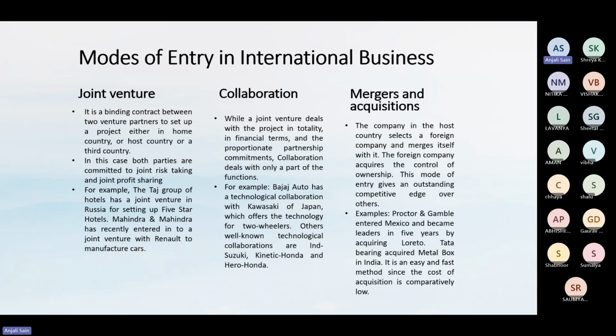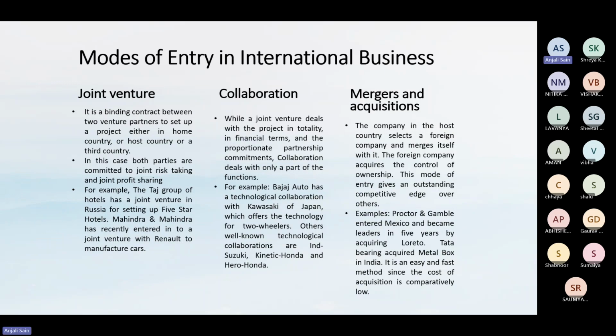In this case, both the parties are committed to joint risk taking and joint profit sharing. अगर they are together working on some project, तो वो क्या करेंगे? They will share their profits, they will share their risk. Whatever the risk involved in the project, they will share it. इसका एग्जाम्पल है, Taj Group of Hotels has a joint venture in Russia for setting up 5-star hotels. And the next one is Mahindra and Mahindra has recently entered into a contract joint venture with Renault to manufacture cars.